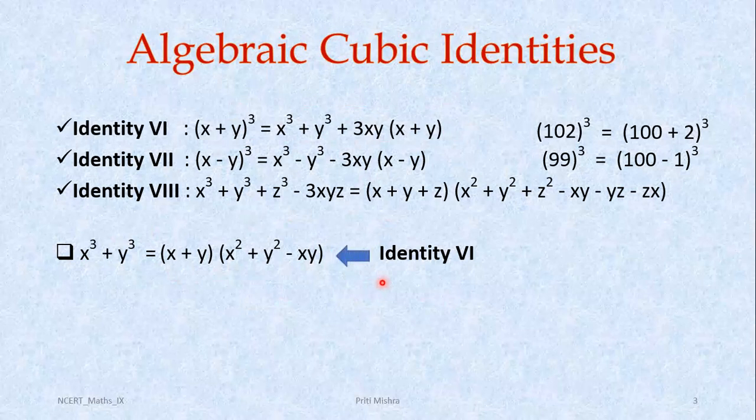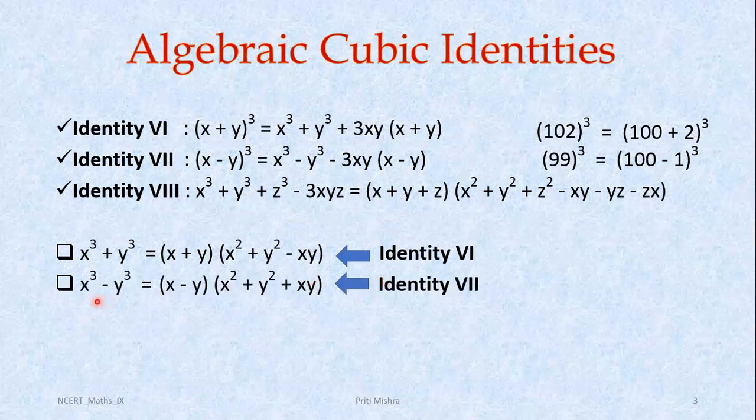Then the next one is x cube minus y cube is equal to (x - y) into (x square plus y square plus xy). This is an extension from identity number 7. Again, in the same way, you can find it just by transferring the term 3xy into (x - y) to the left hand side. And then you need to take (x - y) common from these two terms. You will remain with the expression just like this. So this is another result from identity number 7.